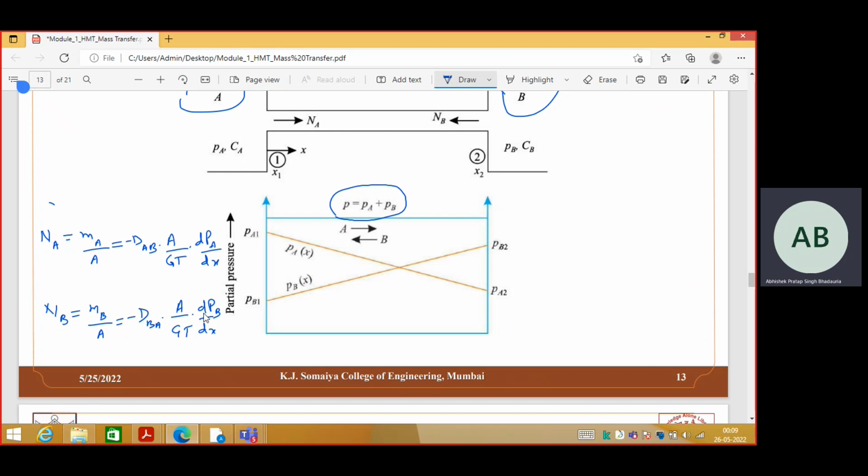Now the entire derivation is regarding this partial pressure, so from this we will be able to generate the expression for Na and Nb. The final expression will be in dPa by dx. So finally we'll get Pa1 minus Pa2 divided by x2 minus x1, and the rate of change of partial pressure B will be equal to Pb1 minus Pb2 divided by x2 minus x1.